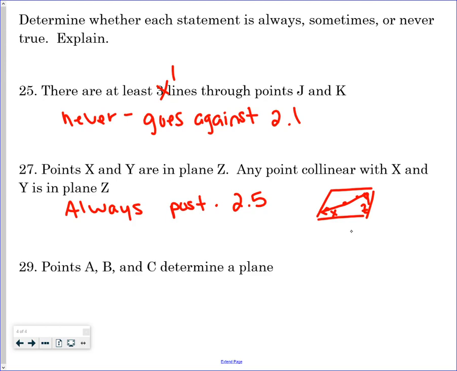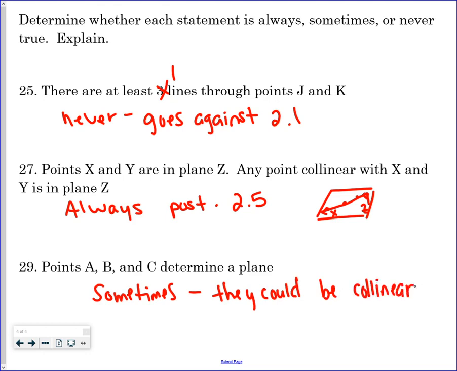Okay? Points A, B, and C determine a plane. What kind of points determine a plane? Let's be very specific. What kind make a plane? Non-collinear. Did they say what kind these were? So sometimes, right? We don't know if they said collinear or non-collinear. They didn't specify. So this would be a sometimes. Very good. Which postulate would help us with that? Well, I guess let's not say that. I just said they could be collinear. That would be fine. Thank you.